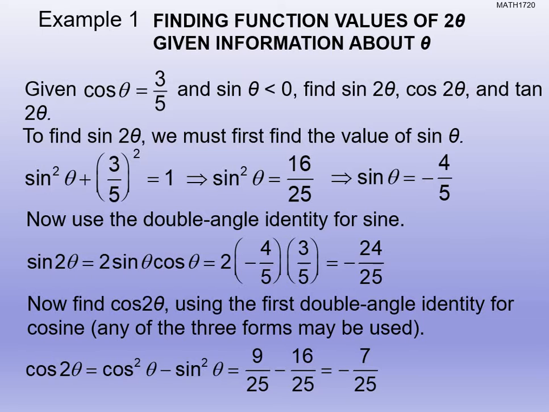So we're going to take 3/5 and square it and get 9/25, and we're going to take the negative 4/5 and square it and get 16/25. We're going to find the difference. All right, so cosine of 2 theta is negative 7/25.